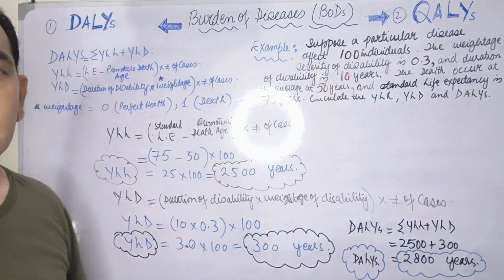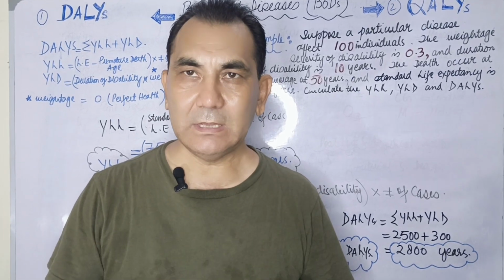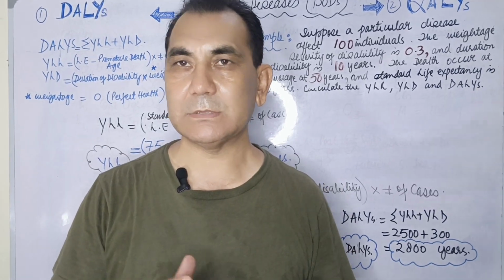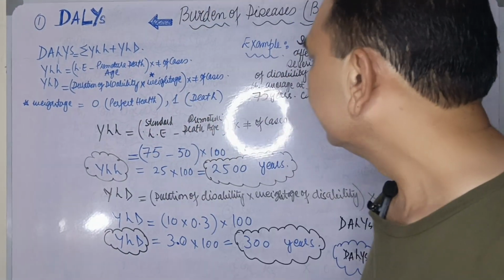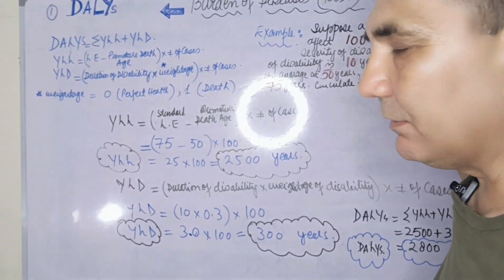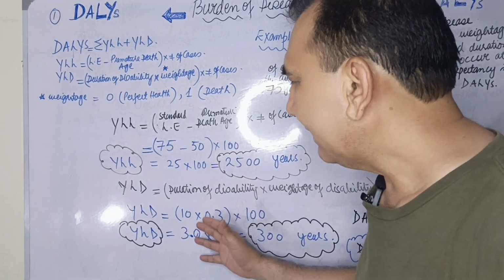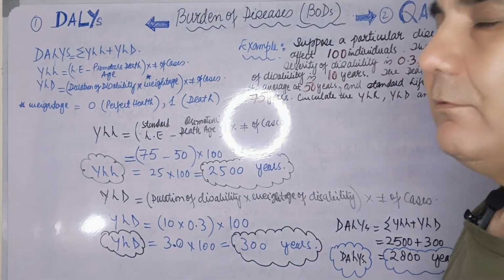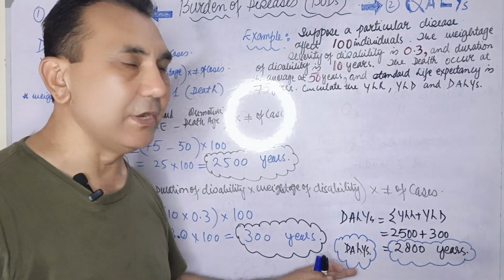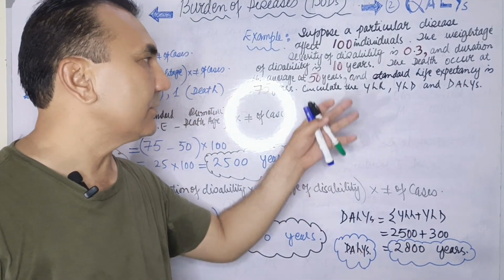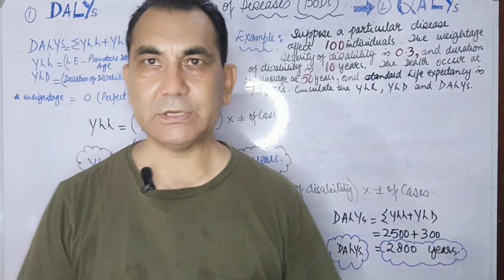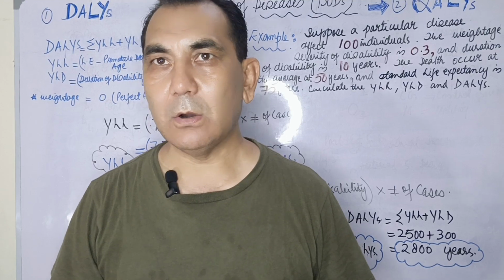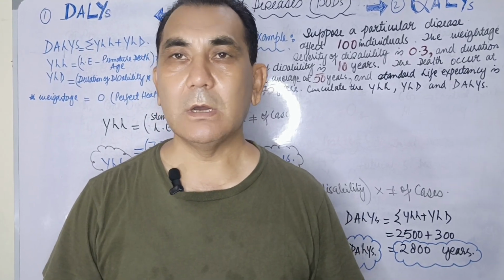The weightage here is from 0 to 1. If the weightage of the severity is 0, it means a perfectly healthy person. If it is 1, it means death. Now, in the given scenario, we calculated the YLL, and then we calculated the YLD, and when we combined the YLL and YLD, we came up with the result of the DALYs, 2800 years for the given scenario. I hope today's lecture has clarified your concept about the burden of disease and the metrics that are very famous to calculate it.